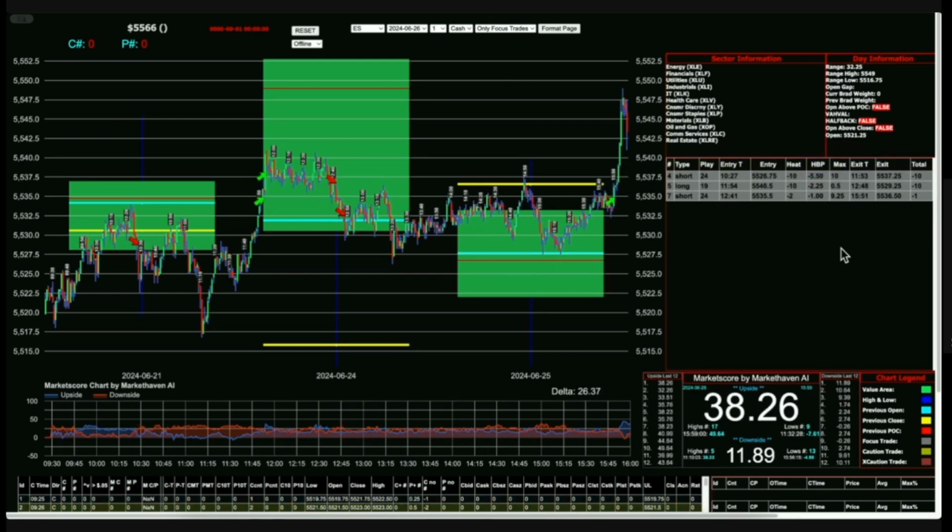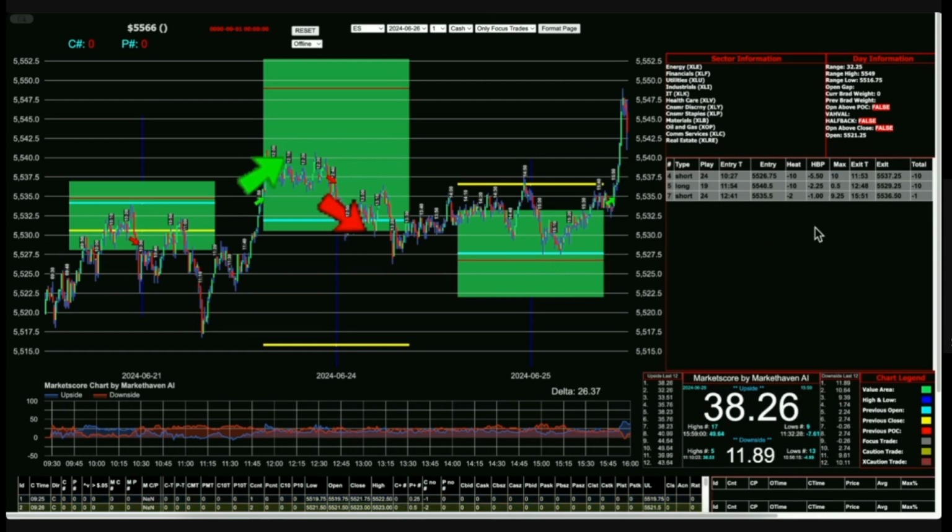And what that means is how much heat is that trade taking before it reaches the max level? So how much heat does it take before it reaches whatever is in the max position? And the goal of this is to give you an idea of how much heat you would have had to endure in order to get that full 10, in this case, a 10-point trade.